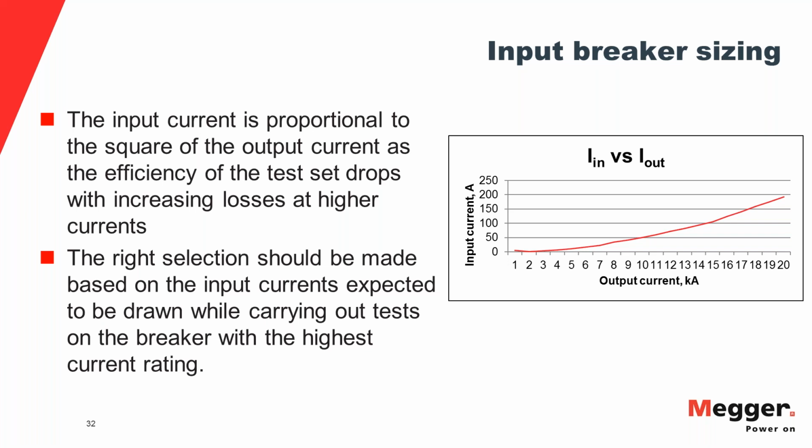Your selection will be based on the highest rating of the breakers that you're planning to test. The input current and the output current have this sort of a relationship that's represented by the figure given here. The input current is proportional to the square of the output current. So the efficiency of the test set drops with increasing losses, which are primarily I square R losses, right? That explains the relationship between the input and the output current here. So the selection should be made based on the input currents expected while testing the breakers that you have, so that the numbers that you arrive at can be much lower than what the spec sheet says.